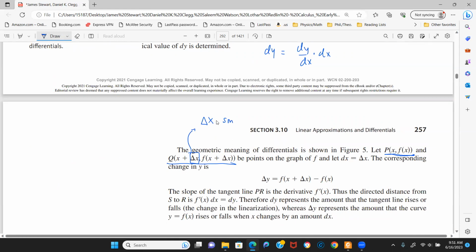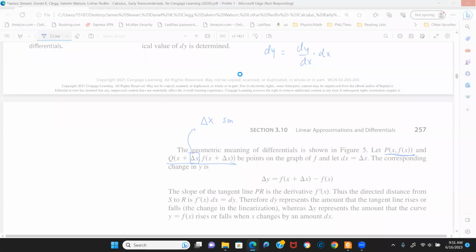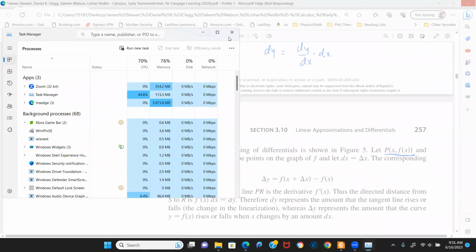My computer is freezing for some reason. I don't know why. Yes, it's really annoying.